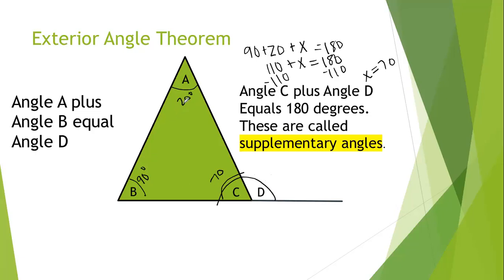Okay, let's say I didn't know 90 and 20. Let's just say this one is 70, and these two together make 180. How would I figure out just D then?